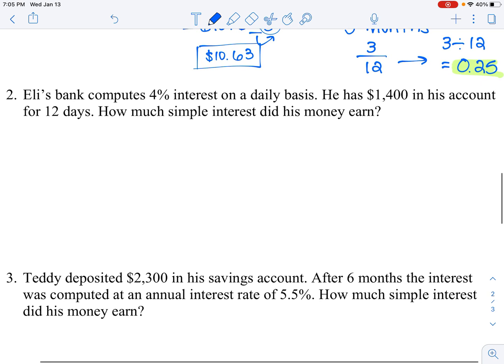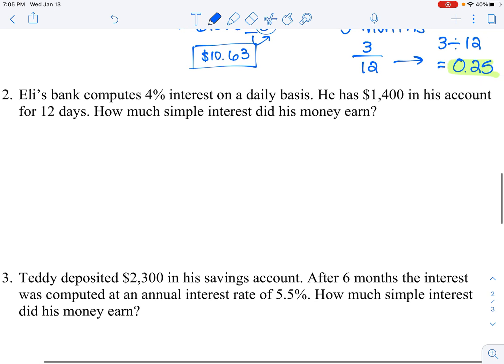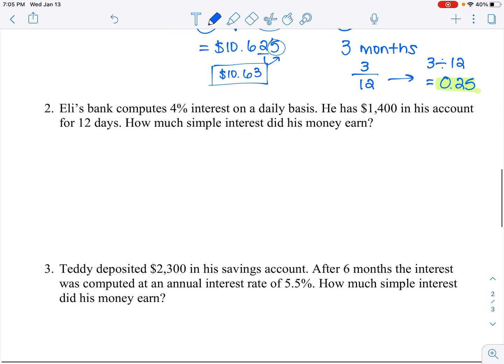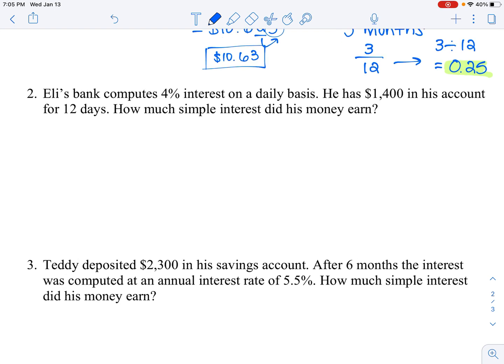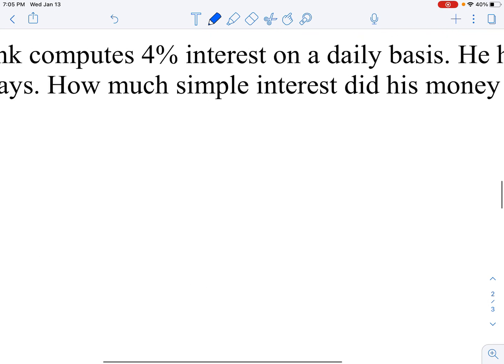Let's do second. Eli. Here we go, Eli. Eli's bank computes 4% on a daily basis. He has $1,400 in his account for 12 days. How much simple interest did his money earn? All right, well, we know our formula. I equals P times R times T.